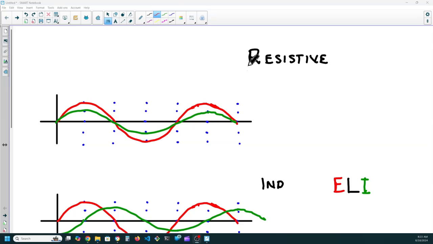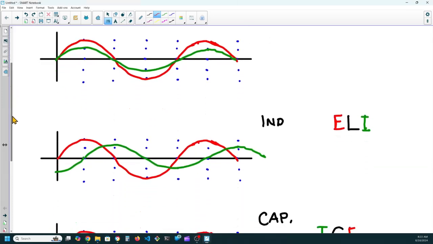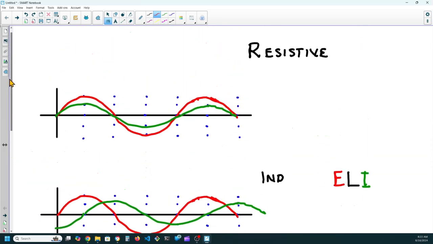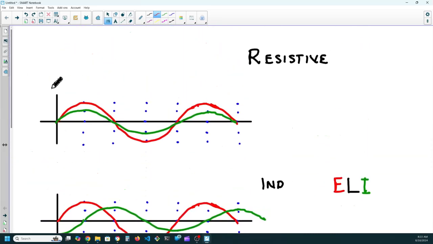All right, we have three different types of circuits. We have purely resistive, purely inductive, and purely capacitive. And know that this is in theory. We're talking about theory. Every AC circuit has resistance, inductance, and capacitance.